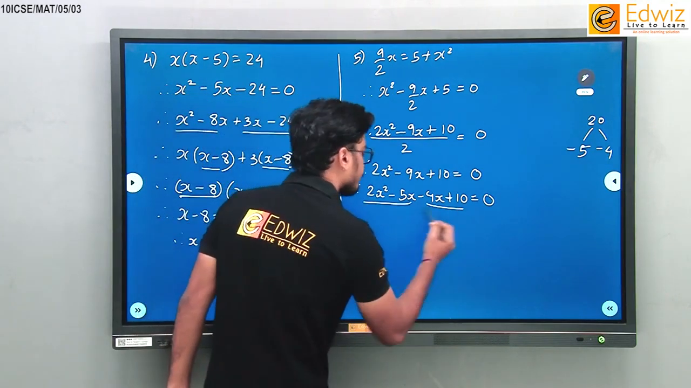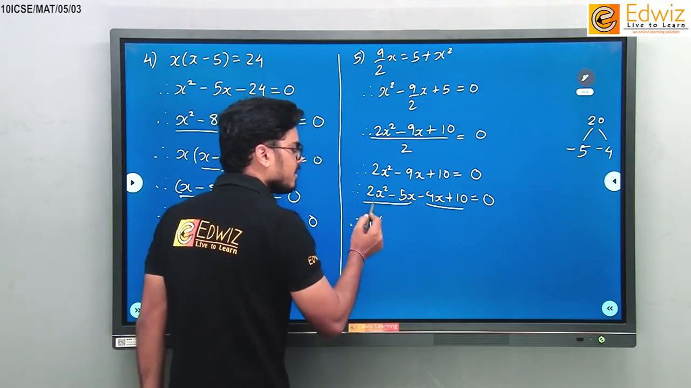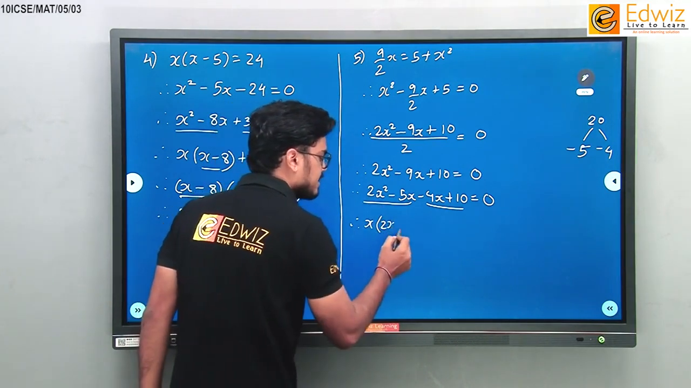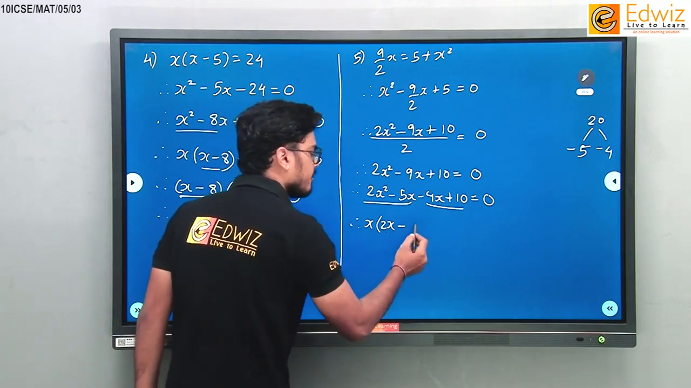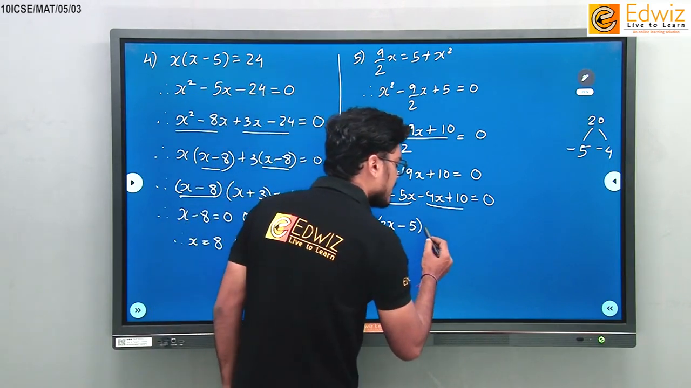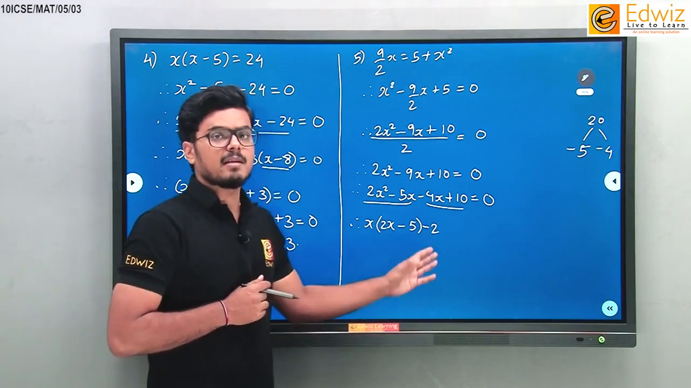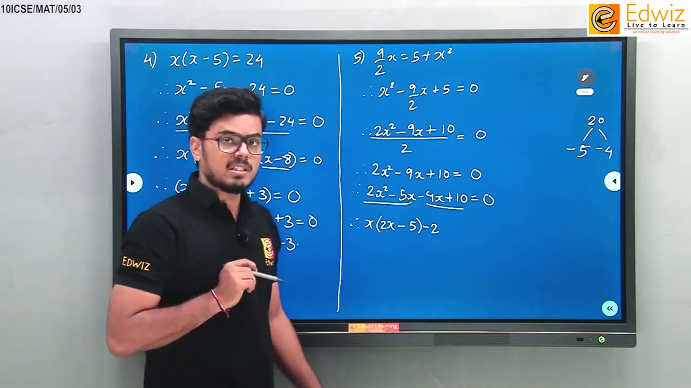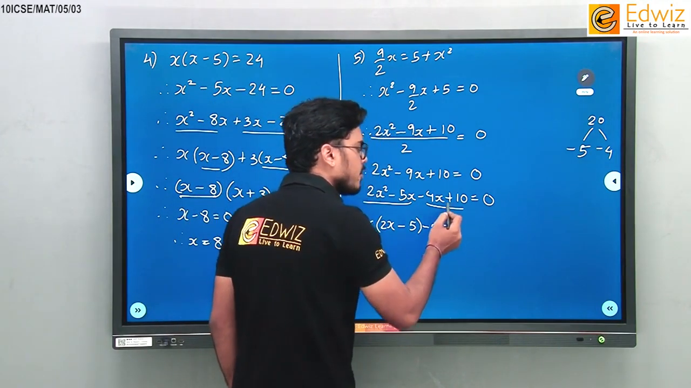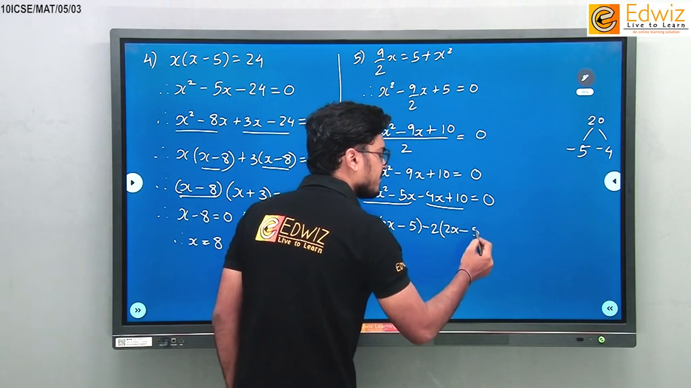Again, by grouping method, as you can see here, only x is common. So in the bracket, what will be left? 2 as it is, and from x square only one x has been taken out. Second x will be as it is, minus here 5 will be left behind. Okay, and in minus 4x and plus 10, I can take minus 2 common. If I take minus 2 common, it is a negative number. In the bracket, the sign will now change. So it will become 2 2s are 4, x as it is, positive will become negative, and 10 divided by 2 is 5.